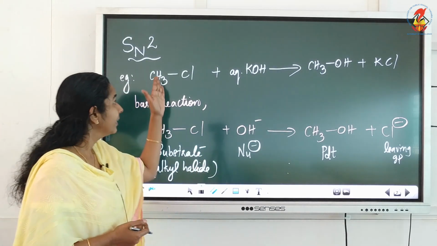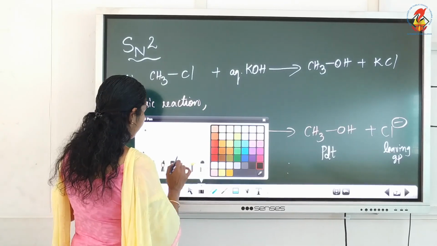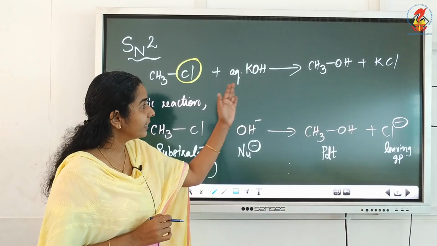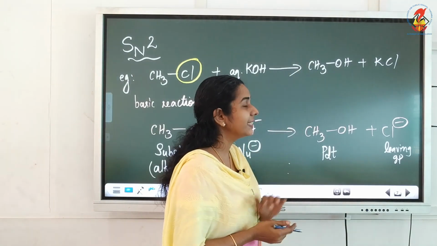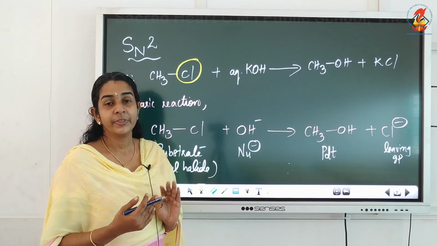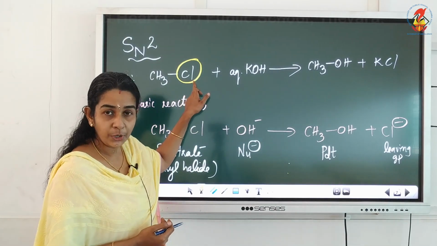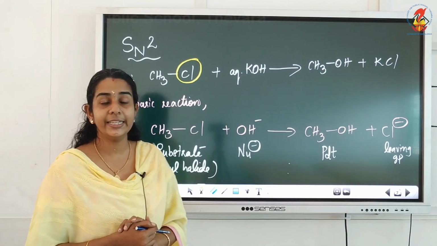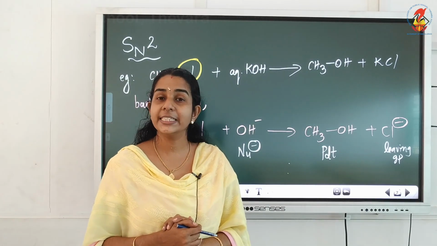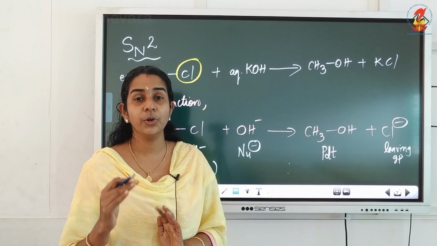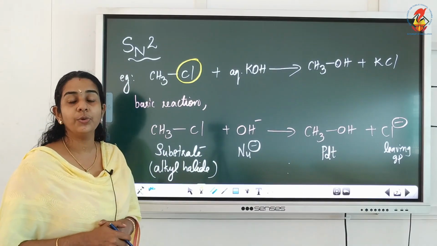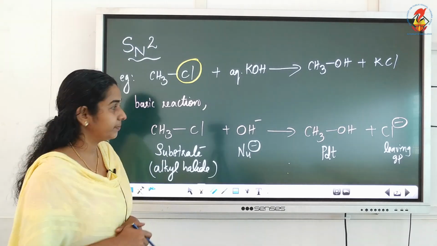What happens? This Cl will be replaced by OH and we are getting the product as CH3OH plus KCl. So here Cl is a weaker nucleophile. It is replaced by a stronger nucleophile, that is OH minus. And such reactions are known as nucleophilic substitution reactions. So this is an example for a nucleophilic substitution reaction.